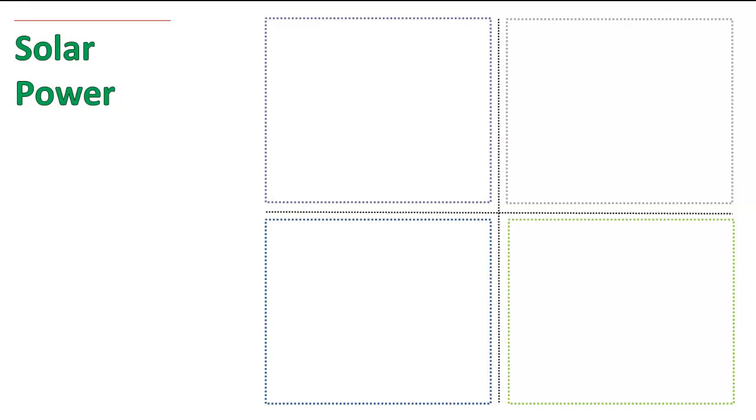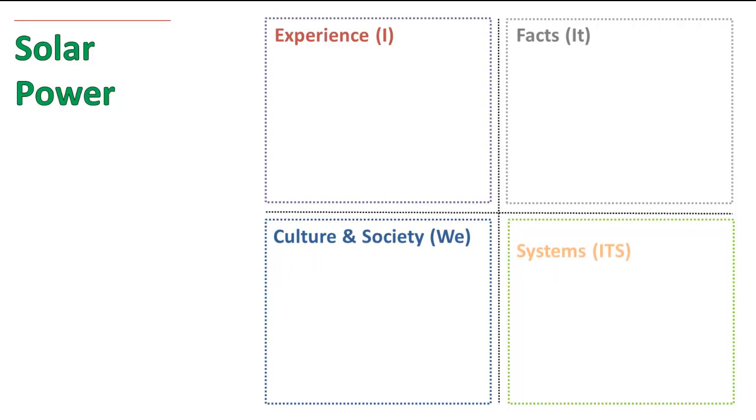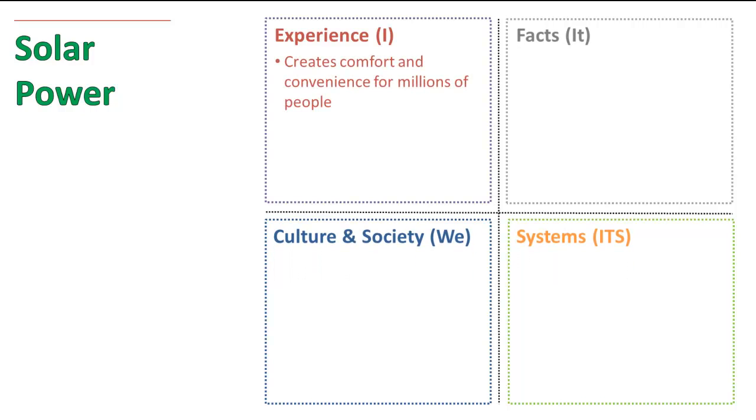So let's do a summation here. From an experiential point of view, facts, culture, and systems, we're going to look at solar. We have to acknowledge the fact, like we have done with all of these energy sources, that they create comfort and convenience for millions of people. The role that comfort and convenience plays in human evolution cannot be underestimated. We've talked about it already. I'm just going to move on.